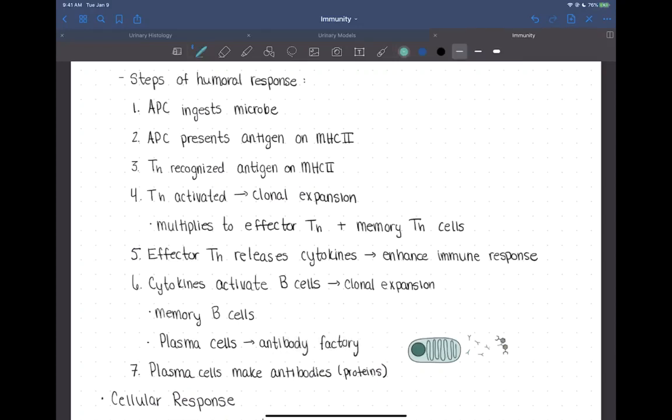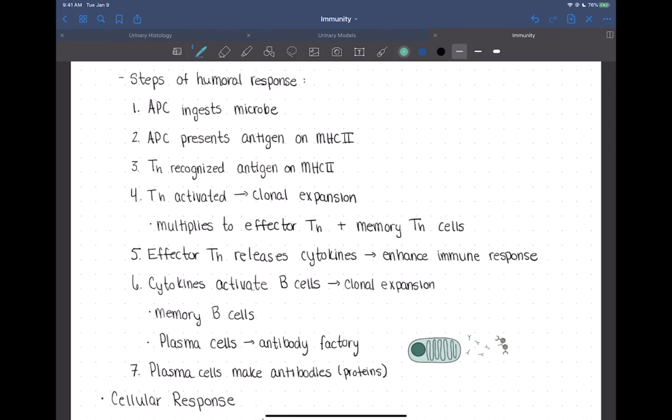All right, guys, so this is the last video for the immunity chapter. And so all we have left to do is go through the steps of both the humoral and the cellular response. They're very similar, the steps, until you get towards the end. And then I have a diagram kind of putting it all together, the innate and adaptive immunity, along with the cellular and the humoral. So we can kind of see how the immune system as a whole works together.